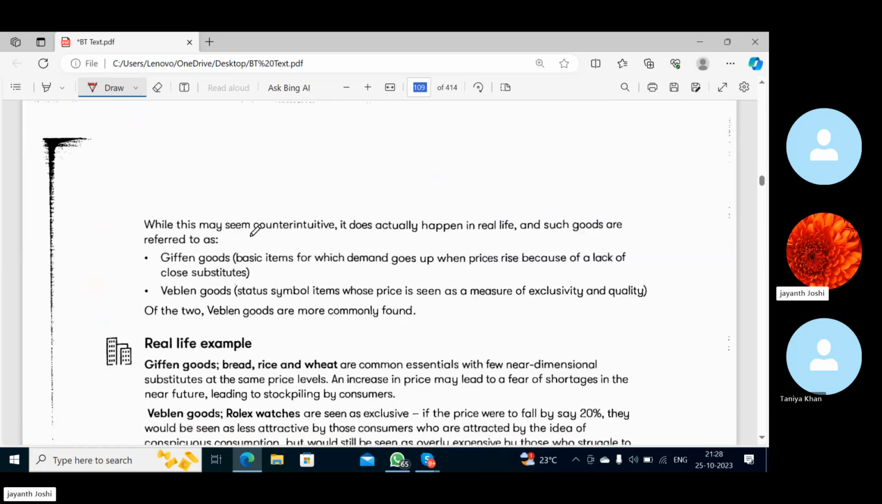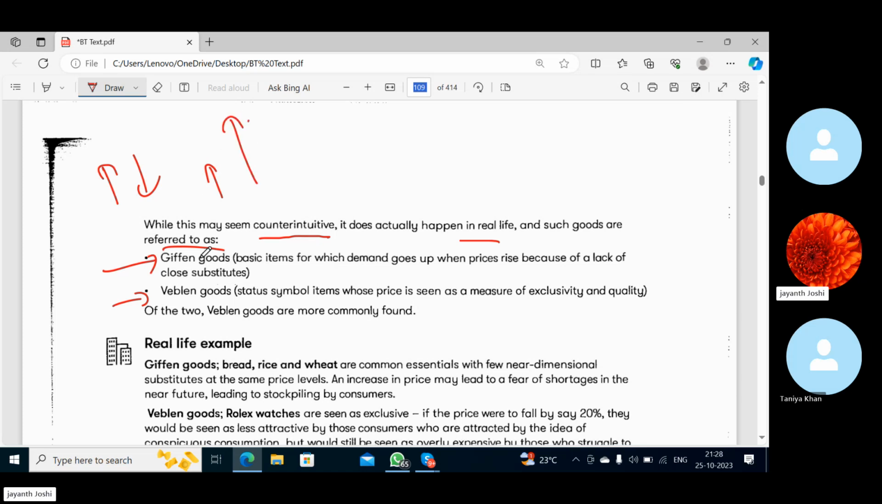While this may seem counterintuitive, it does actually happen in real life. Such goods are referred to as the Giffen paradox. So what are they saying about Giffen goods? These are against the law of demand. What does the law of demand say? When the price increases, the demand should decrease, right? But this is not applicable to these goods. When the price increases, the demand here also increases.